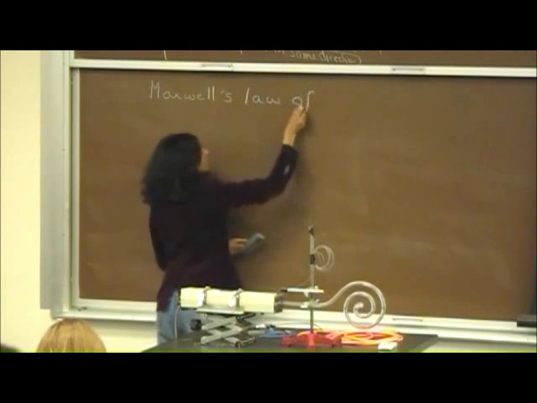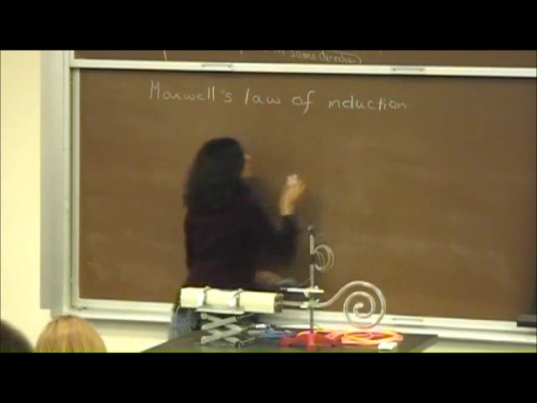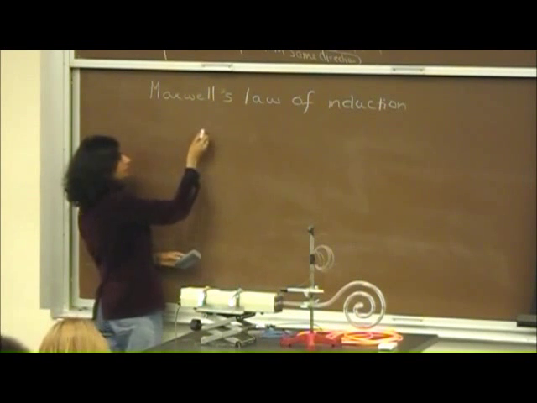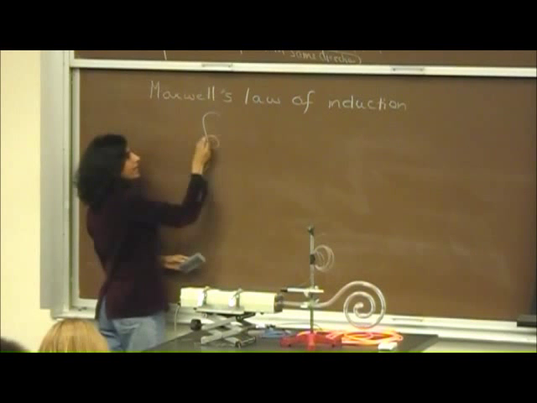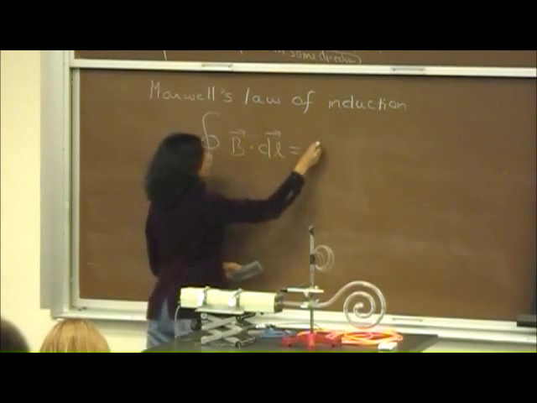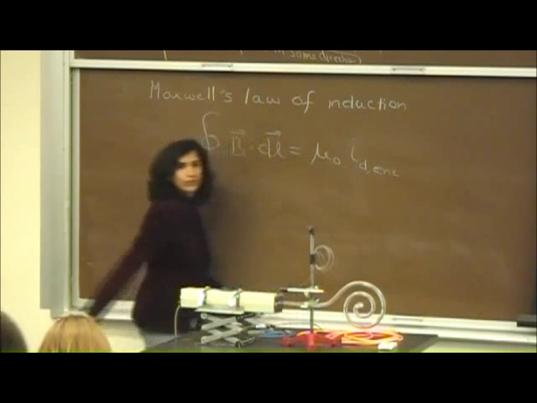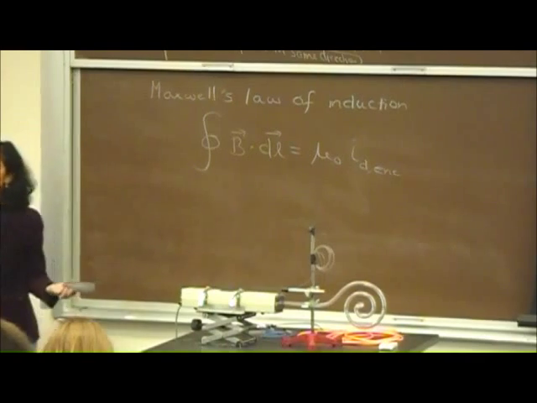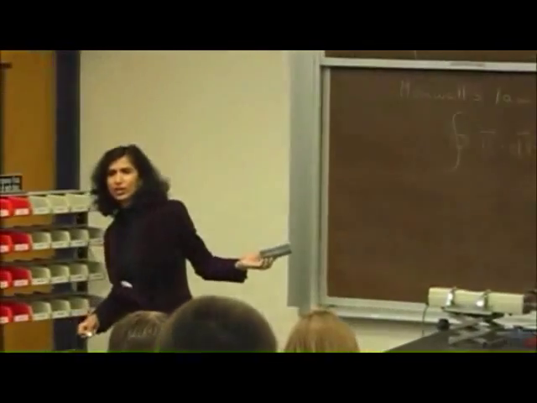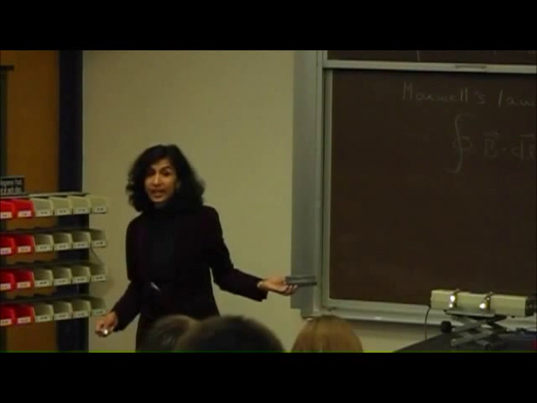Maxwell's law of induction basically says that the integral over any closed loop of B dot dl is equal to mu 0 times ID enclosed. Doesn't this remind you of deja vu? I mean, doesn't this remind you of Ampere's law? In fact, it is exactly like Ampere's law. Just compare this with Ampere's law.